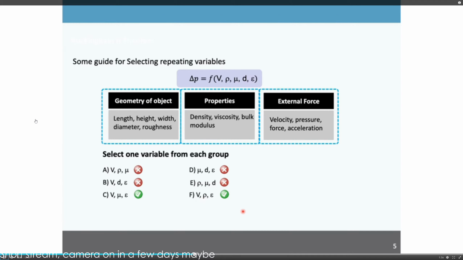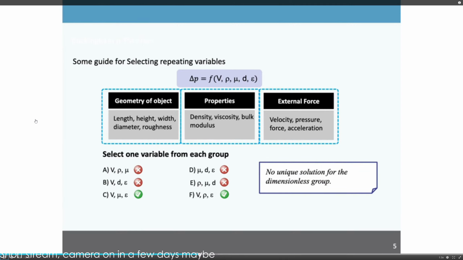So what it means is that if you select the repeating variables this way, this is okay, and this is also okay. You would end up with two sets of dimensionless groups. You're not wrong. Which means that we do not have a unique solution when it comes to dimensionless groups. So we have to explore, and experimental investigation has to be carried out to see which would be the most suitable set of dimensionless terms.